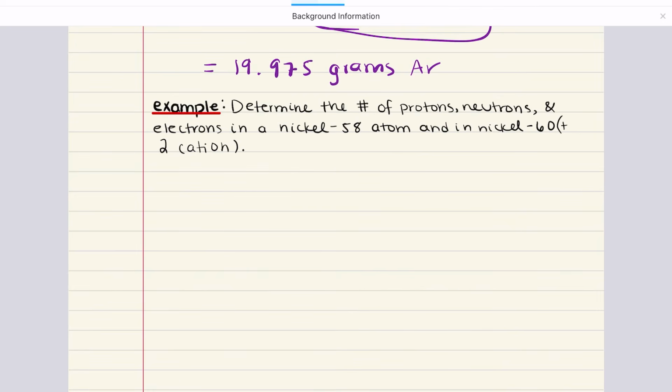This problem is actually going to motivate our discussion on ions. So let's read it. It says, determine the number of protons, neutrons, and electrons in a nickel 58 atom and in a nickel 60 atom. So let's go ahead and discuss ions first, and then we're going to come right back to this problem.